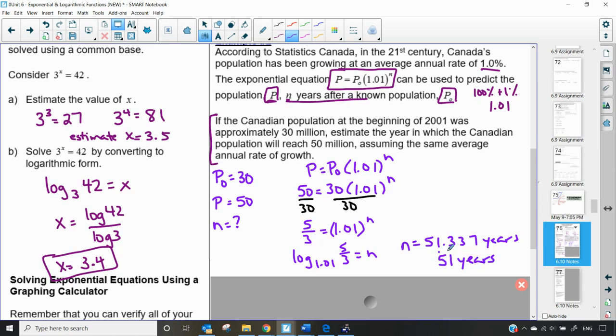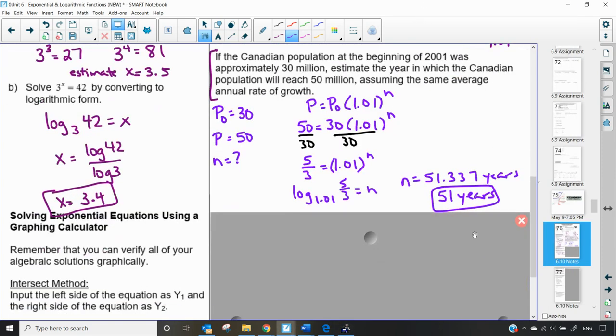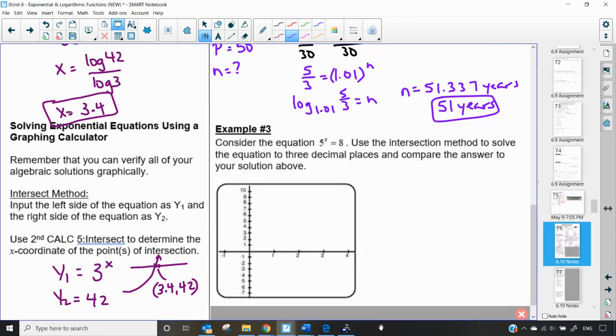Now, if you were asked specifically for what year that would be, we know that this started in 2001. So if we add that to 2001, in about 2052, we would expect the Canadian population to be about 50 million. All right, let's take a look at another example here.